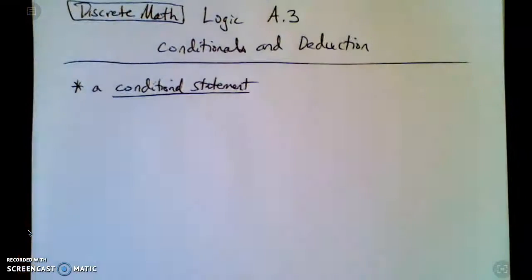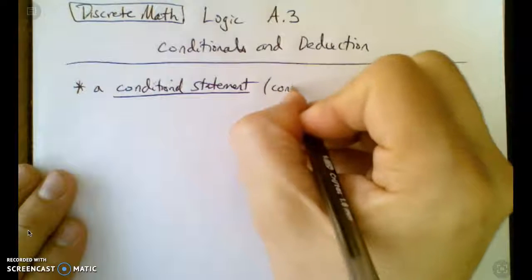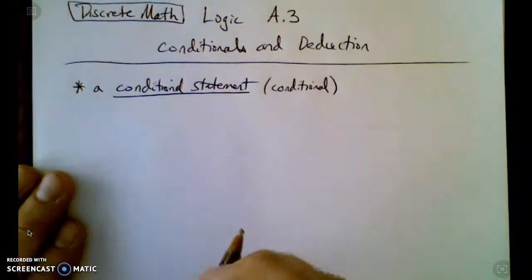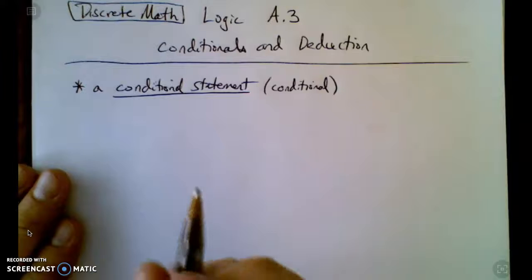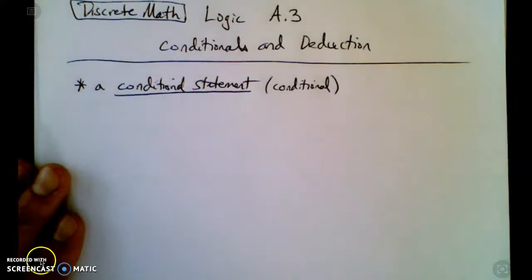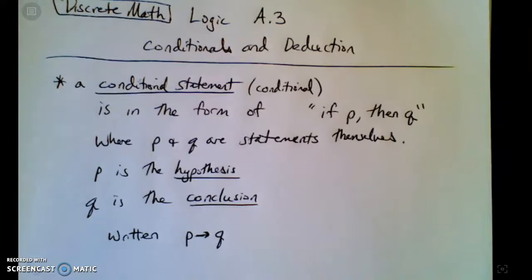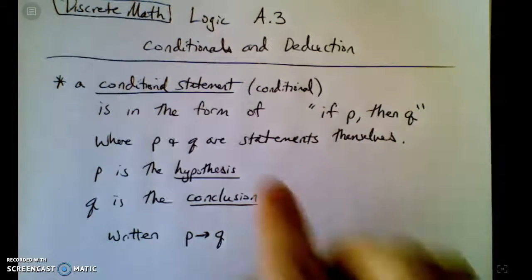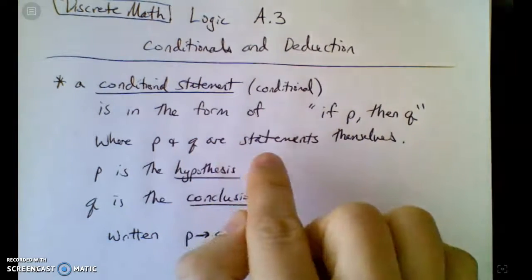A conditional statement, usually we just shorten it to conditional, or sometimes we call it an if-then statement. It's in the form of if P then Q, where P and Q are statements themselves. So it's really the combining of two statements. So hold on, I'll write this down. Okay, so I paused it so you didn't have to just watch me writing. So a conditional statement is if P then Q, where P and Q are statements themselves.